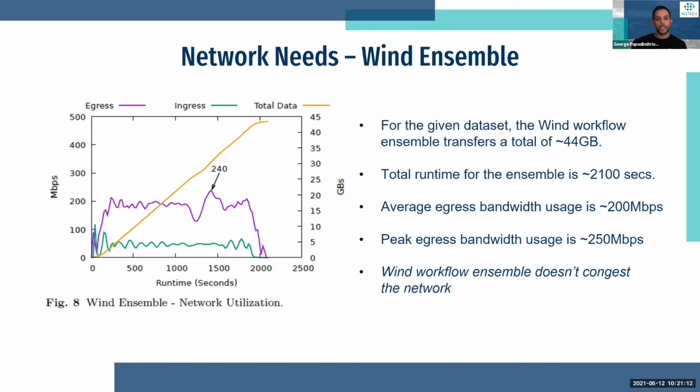So why was network sharing needed for CASA? This slide shows the network needs of the Wind ensemble. And as you can see, throughout the execution of the ensemble, we don't go over 240 megabits per second on the network. This basically tells us that the Wind ensemble doesn't congest the network, and it can coexist with other ensembles.